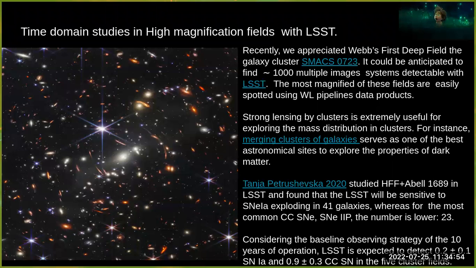Recently, we appreciated the fields from the James Webb Space Telescope, and there are also predictions about multiple image systems like this in LSST. The strong lensing analysis of this kind of system produces a detailed map of the mass distribution in the cluster and could be interesting for studies of the dark matter distribution and properties there.